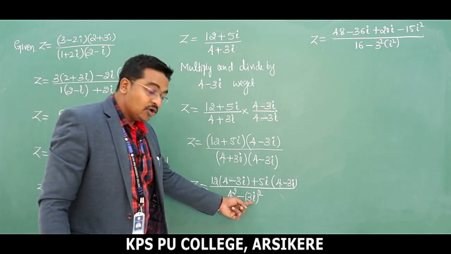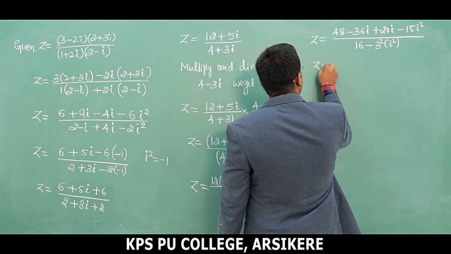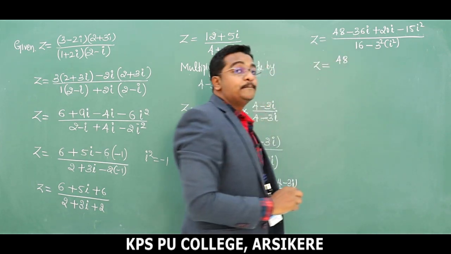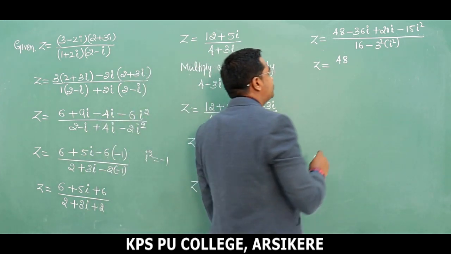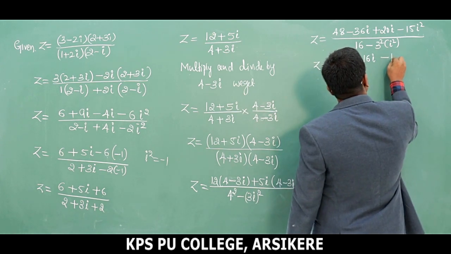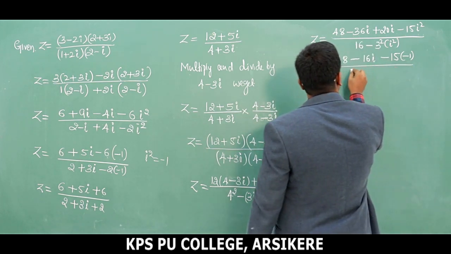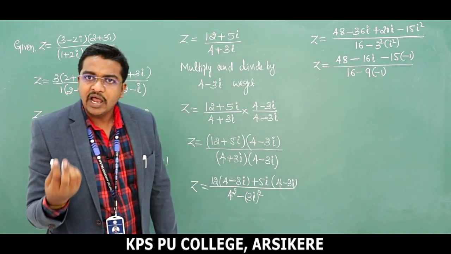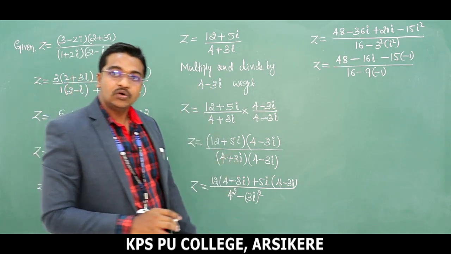This is 3i whole square. This can be written as 3 square into i square. Z is equal to 48 and written here minus 36i plus 20i. Okay, minus 36 plus 20i becomes minus 16i, minus 15, and i square value is minus 1, whole divided by 16 minus 9 into minus 1. Because you already know the value of i square is minus 1, I directly substituted here. i square is equal to minus 1.